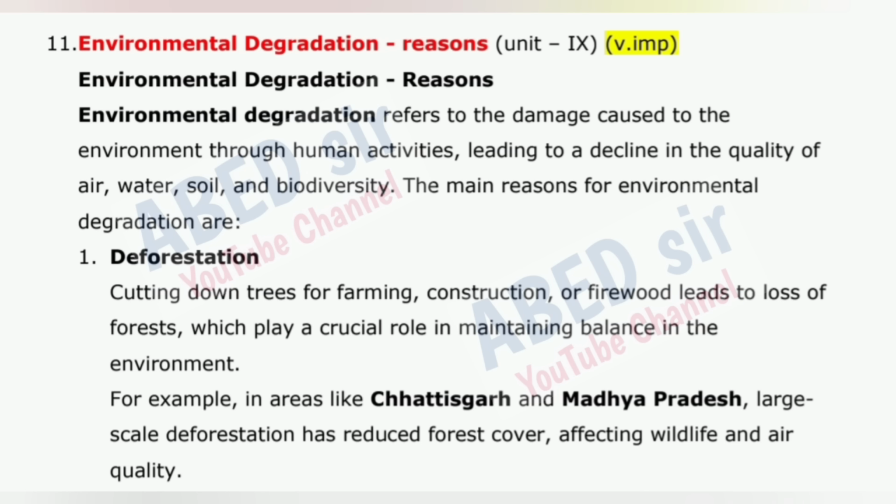Deforestation. Cutting down trees for farming, construction, or firewood leads to loss of forests, which play a crucial role in maintaining balance in the environment. For example, in areas like Chhattisgarh and Madhya Pradesh, large-scale deforestation has reduced forest cover, affecting wildlife and air quality.